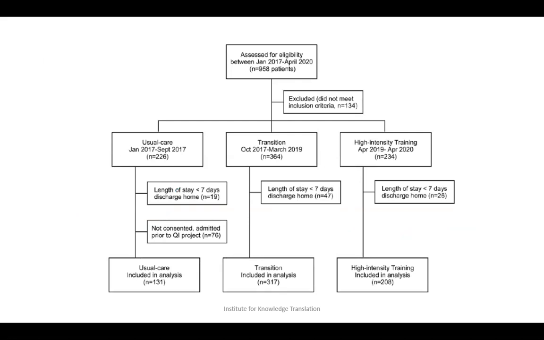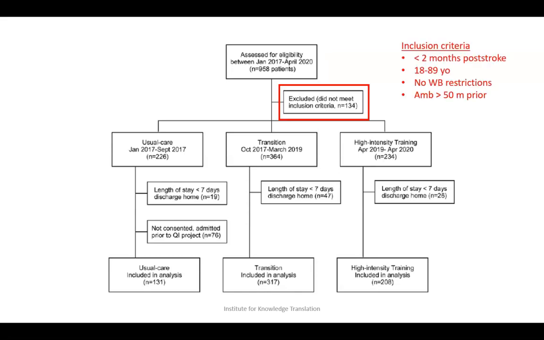All right, so this is the flow chart for our study. Over the course of the project, there were 958 individuals that were admitted post-stroke to the facility. There were 134 that were excluded because they did not meet the inclusion criteria. The inclusion criteria are here. So you have to be recently after your stroke. You have to be an adult that's not too old, and that's an IRB requirement because you're no longer anonymous once you get to be past 89.